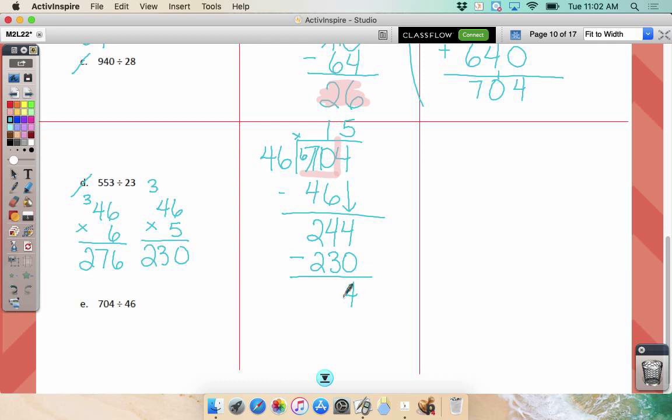And now I get to subtract, and it's easy. Okay? So here's what we've got. Remainder 14. Okay, we need to make sure 14 is less than 46, and it is. Okay, now pick up your highlighter. And we're going to highlight the divisor, the quotient, and the remainder. You can see it on your paper.